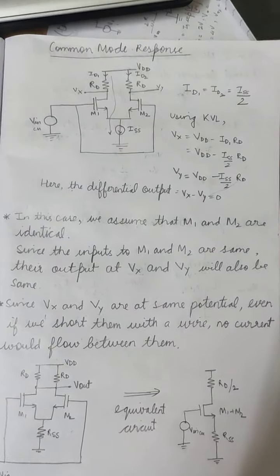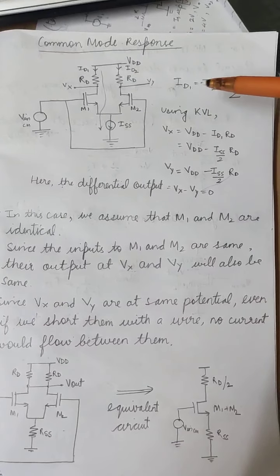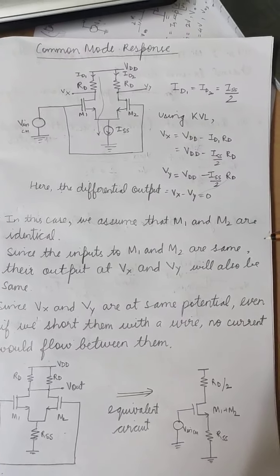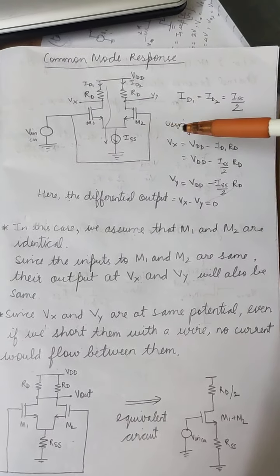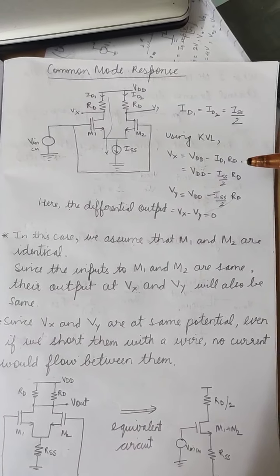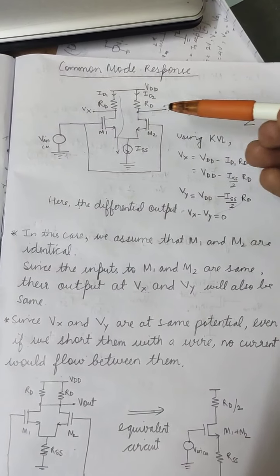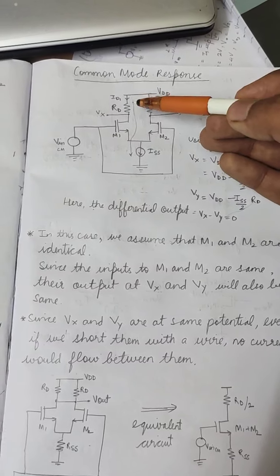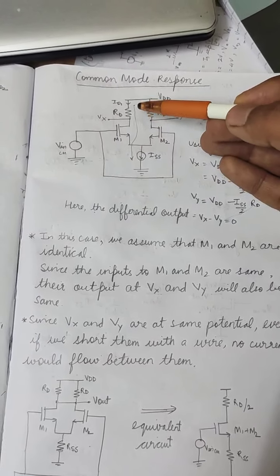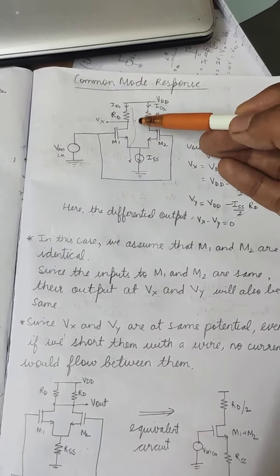Since the inputs are the same, obviously the currents ID1 and ID2 will also be the same. Since the total current is ISS, ID1 and ID2 will each be equal to ISS by 2, right? Now we use KVL equations to find the values of Vx and Vy. As you can see this arrow, it indicates the KVL equation.